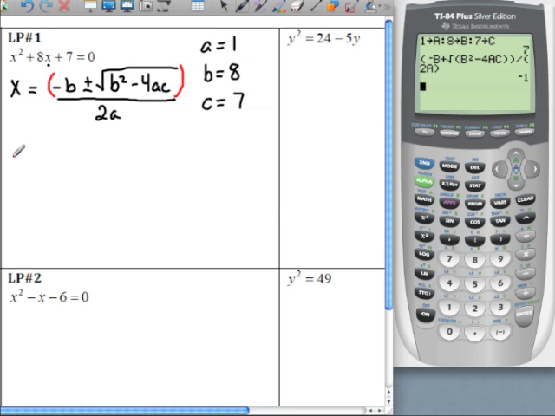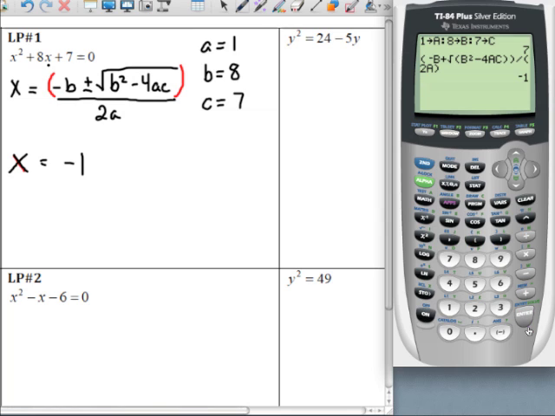Let's write that down. We have x equal to negative 1 for the first answer. Instead of typing this in again, which is time-consuming, I'm just going to hit second, enter, and it brings up the last entry. I use the up button, go to where the plus sign is, and switch it to the negative, or subtraction sign, I should say. Now all I have to do is hit enter, and I'll have my other answer, which is negative 7.